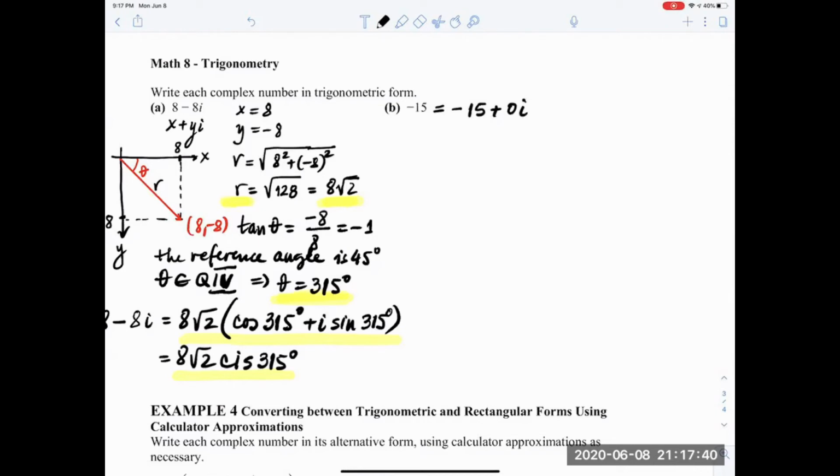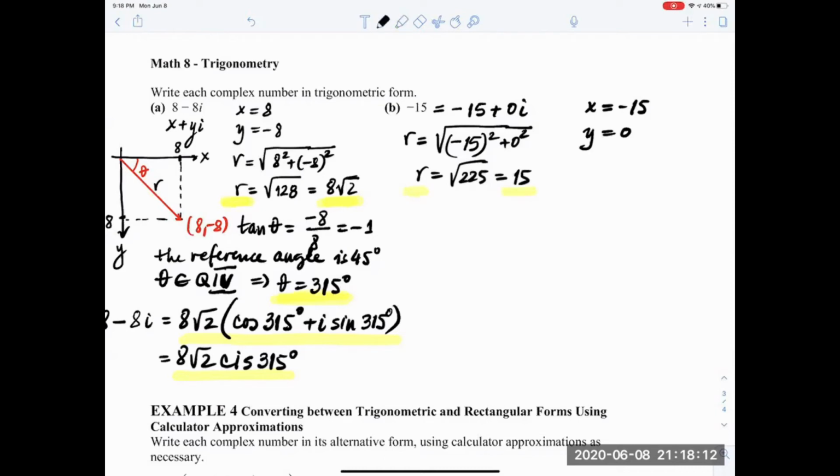Meaning that now I can find my r, since I identified that my x is negative 15 and my y is 0. So essentially r is the square root of negative 15 all squared. And you know the all squared part takes care of the negative, that becomes a positive, plus 0 squared. Okay, cool. So that becomes the square root of 15 squared, which is 225. And since it's a perfect square, this is 15. So I identify my r.